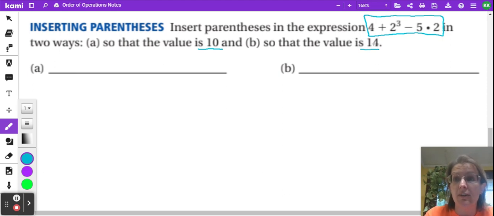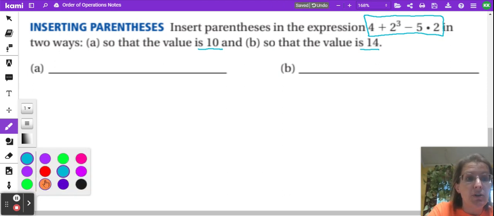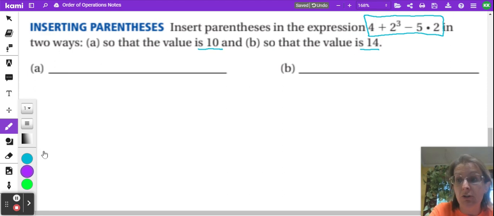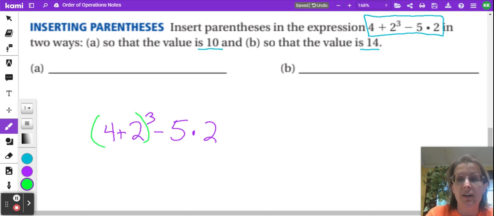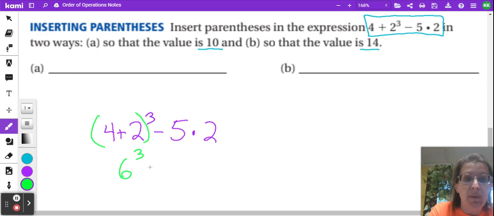So you're going to put in parentheses 2 different ways. Let me show you an example. This is not a correct way, but this is the first way that I tried. So I have 4 plus 2 to the third power minus 5 times 2. So I tested, what if I put parentheses right here to see if I could get either 10 or 14. So I know if I put parentheses there, parentheses are first. So I do 4 plus 2 to get 6 to the third power minus 5 times 2.